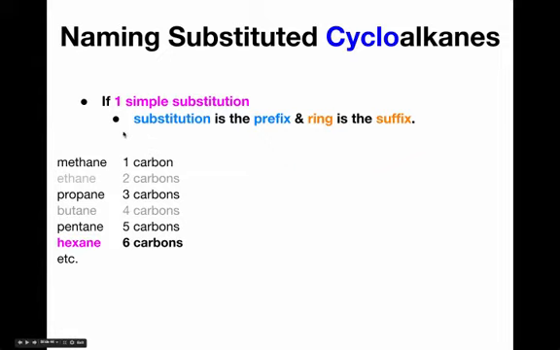The first rule is pretty straightforward. If you have a cyclical alkane, and I'll show you an example in a moment, and there is one simple substitution, one simple thing attached to the ring, then the substitution is the prefix and the ring is the suffix. This is basically how you name your cyclical alkane with a substitution. And an example of that is shown here.